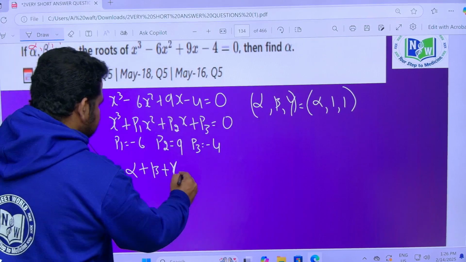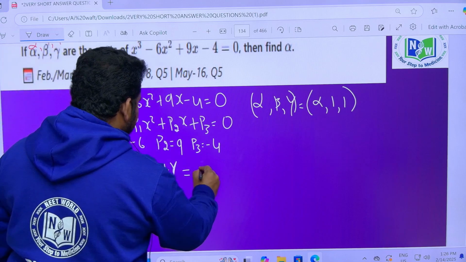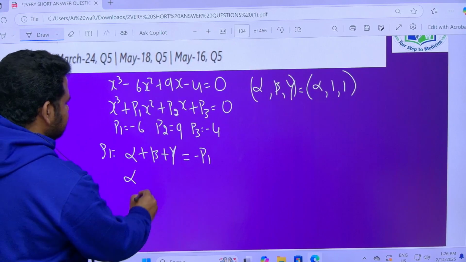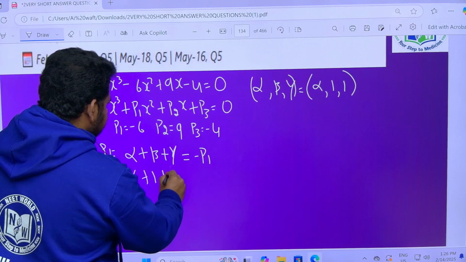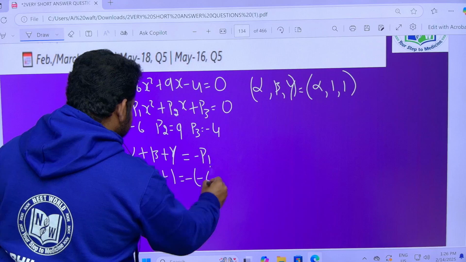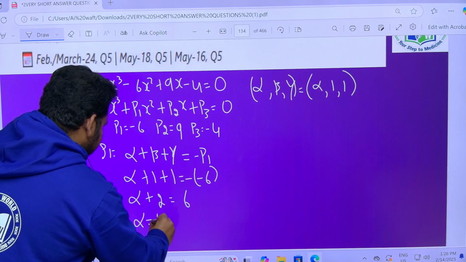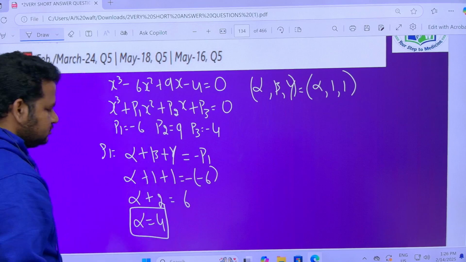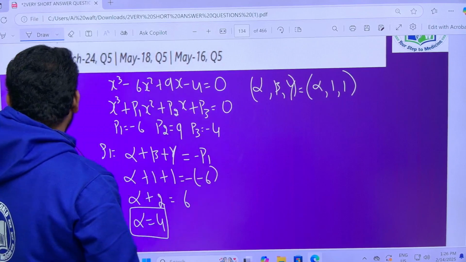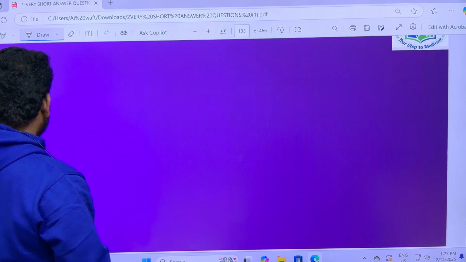Now if you substitute here, S1 is equal to alpha plus beta plus gamma, that is equal to minus p1. So we have to find alpha. Alpha we write as it is. Beta is given as 1 and gamma is given as 1. Minus p1, so minus of minus 6. Alpha plus 2 is equal to plus 6. So alpha will be equal to 6 minus 2, that is equal to 4. That's it, friends. This is the question. I hope it is clear to you. It's a very simple question.